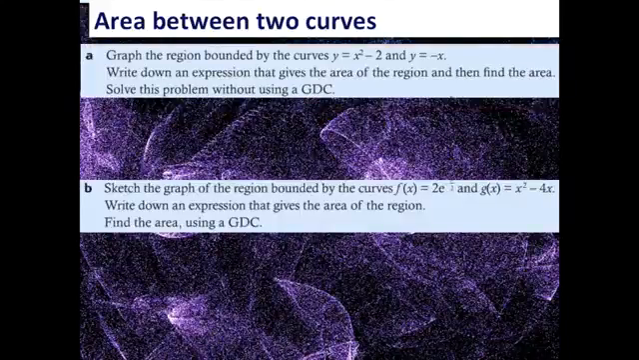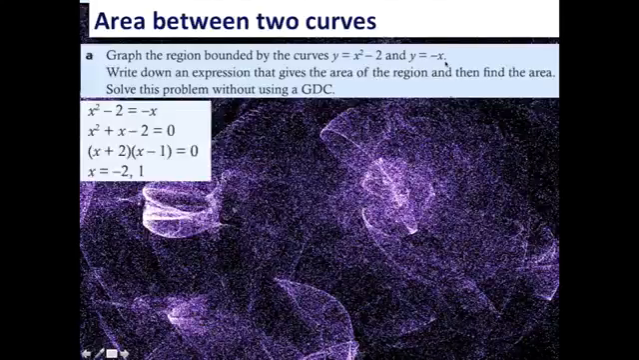So let's have a look at a couple of questions. We'll go through the first one together, and then you can have a go at the second one by yourself. So we're told: graph the region bounded by the curves y equals x squared minus 2 and y equals negative x. Write down an expression that gives the area of the region, and then find the area without using a GDC. So we can see here these are fairly simple functions, so we should be able to sketch those without too much trouble.